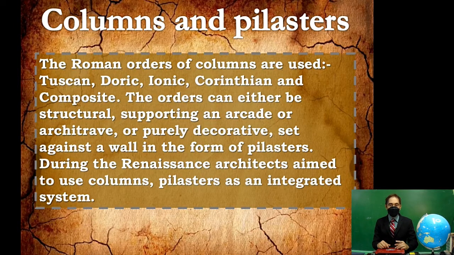For the columns and pilasters, the Roman orders of columns are used: the Tuscan, Doric, Ionic, Corinthian, and Composite. The orders can either be structural, supporting an arcade or architrave, or purely decorative, set against a wall in the form of pilasters. During the Renaissance, architects aimed to use columns and pilasters as an integrated system.